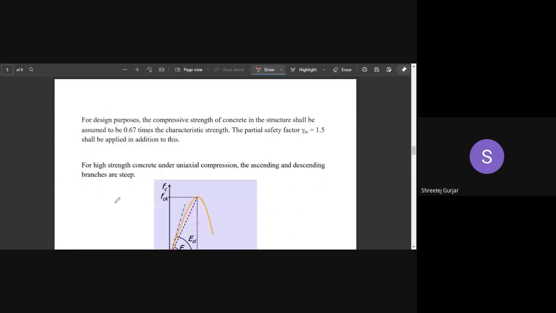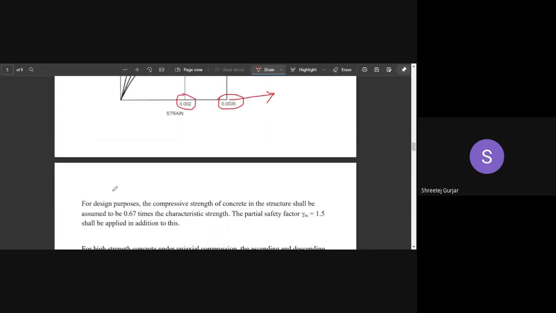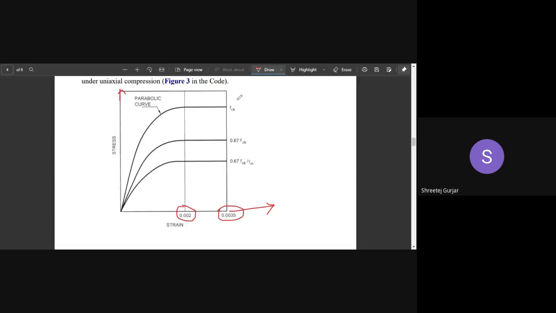So for design purposes, the compressive strength of concrete in the structure shall be assumed to be 0.67 times the characteristic strength. Let me explain this point in your figure. So this is your characteristic strength, right? And this is FCK.